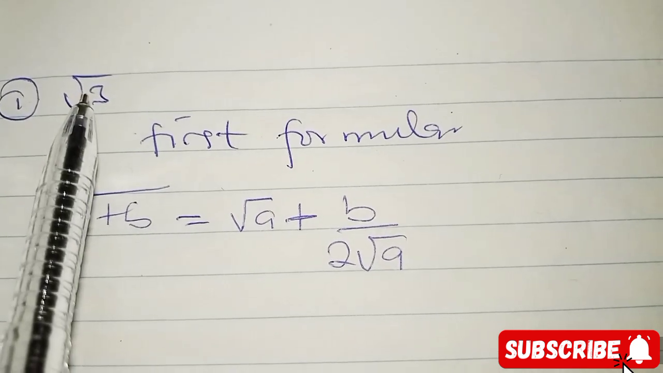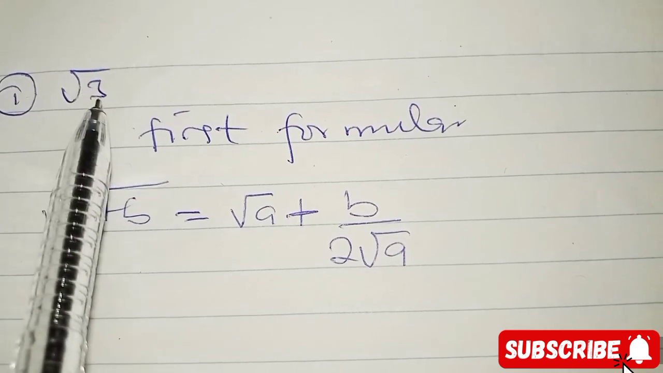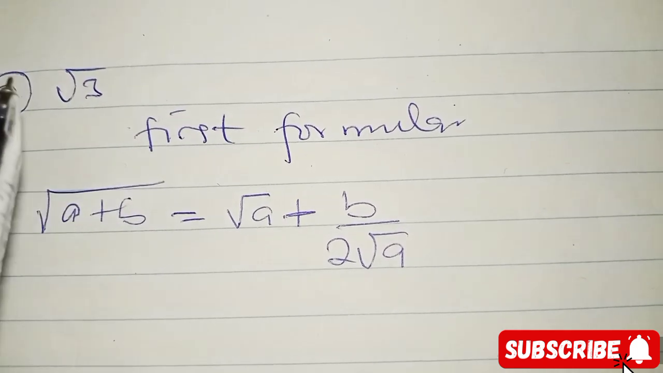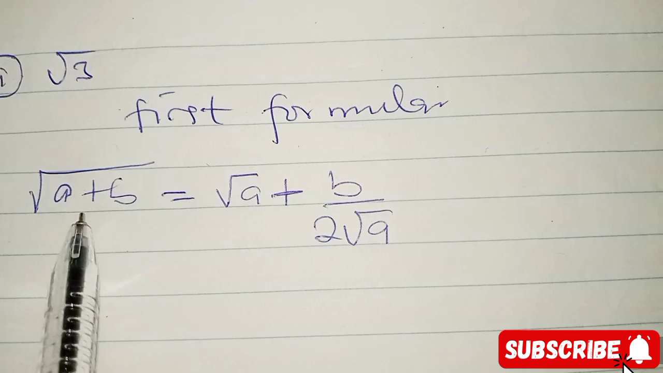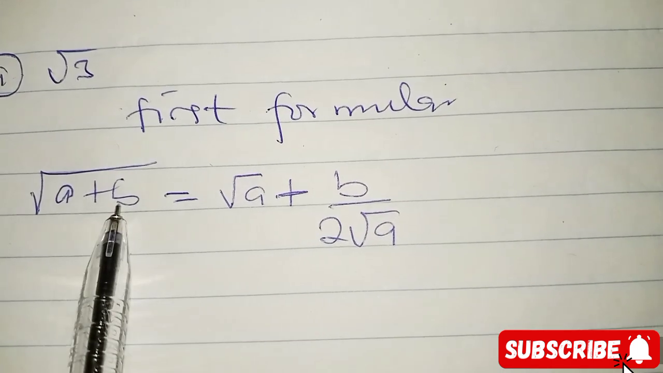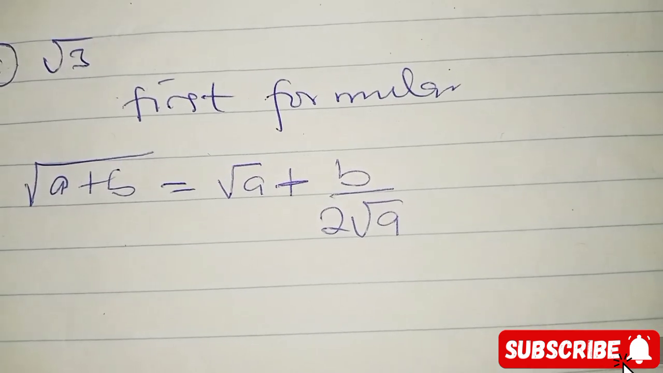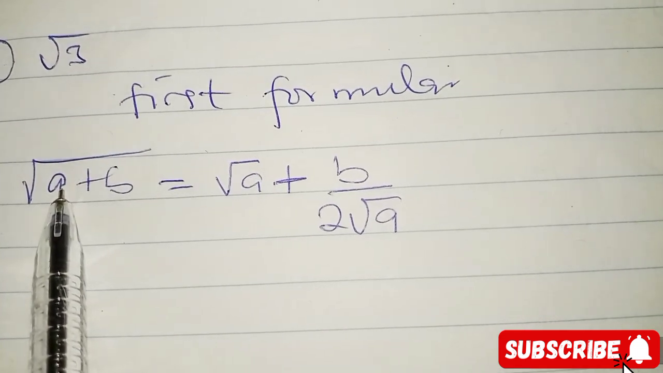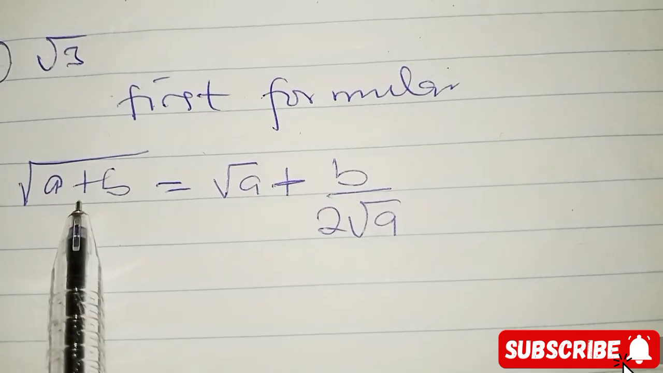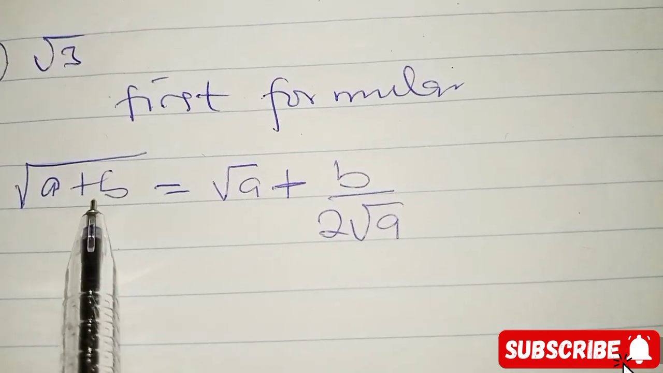It means two numbers that you can add to get 3, and one of the numbers must be a perfect square. What are the two values you add to get 3? And one of the values must be a perfect square.